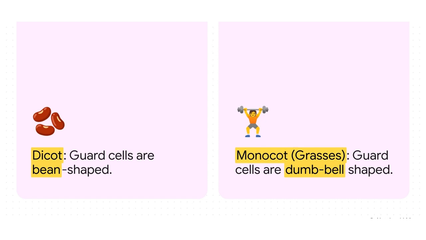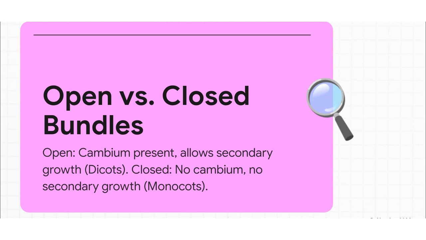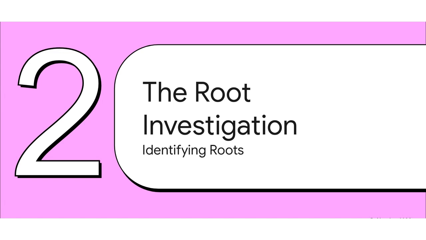Easy peasy. Now, this is another huge clue, the whole idea of open versus closed vascular bundles. Open just means there's room for more growth because it has cambium. Closed, on the other hand, means no cambium, so no more secondary growth. It's fixed. And this, right here, is a fundamental difference between dicot and monocot stems. Remember that.